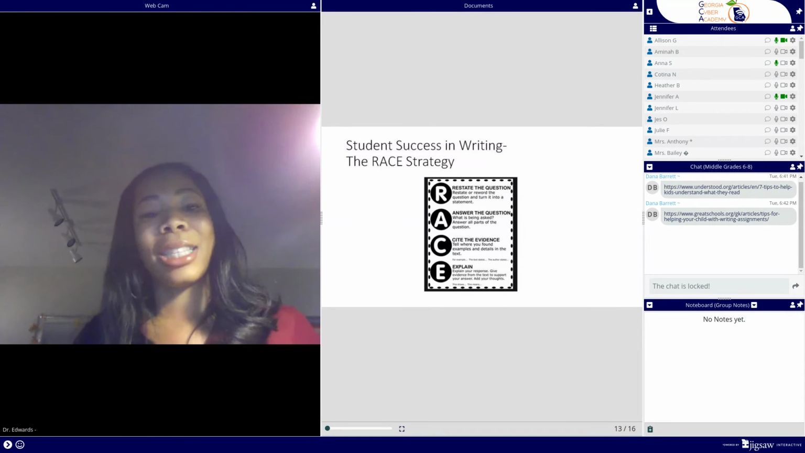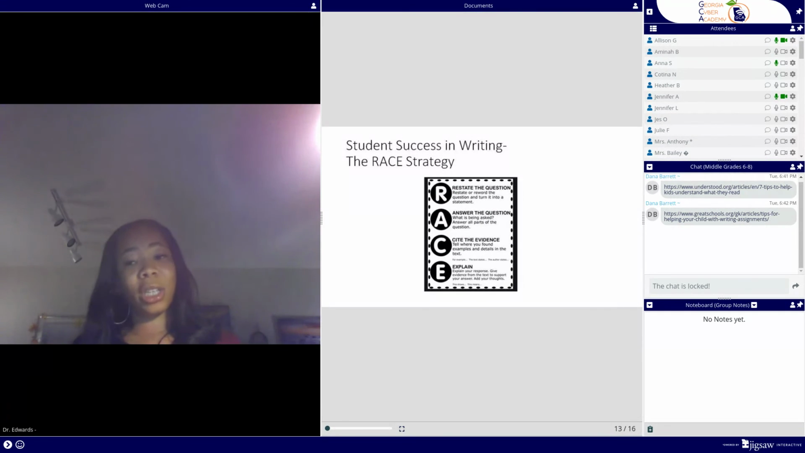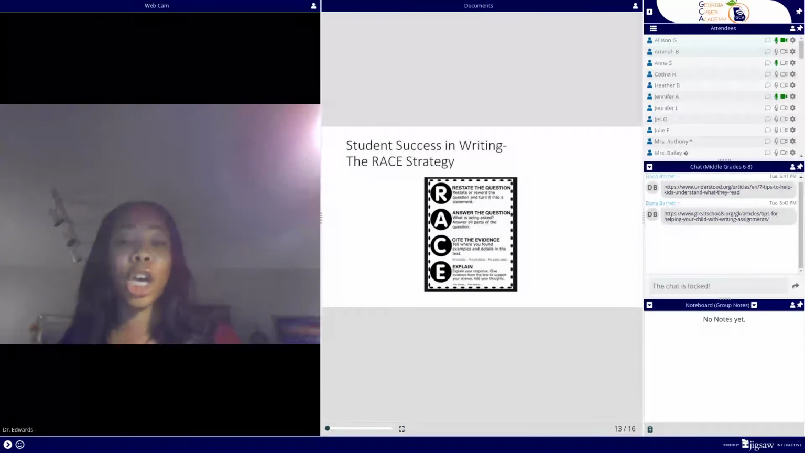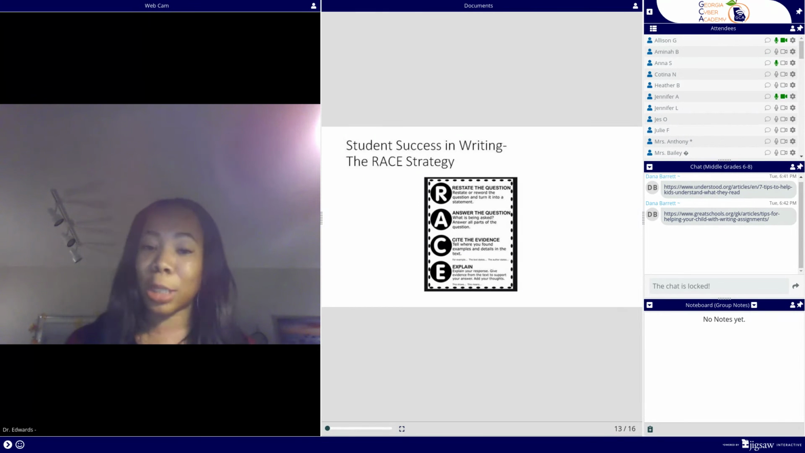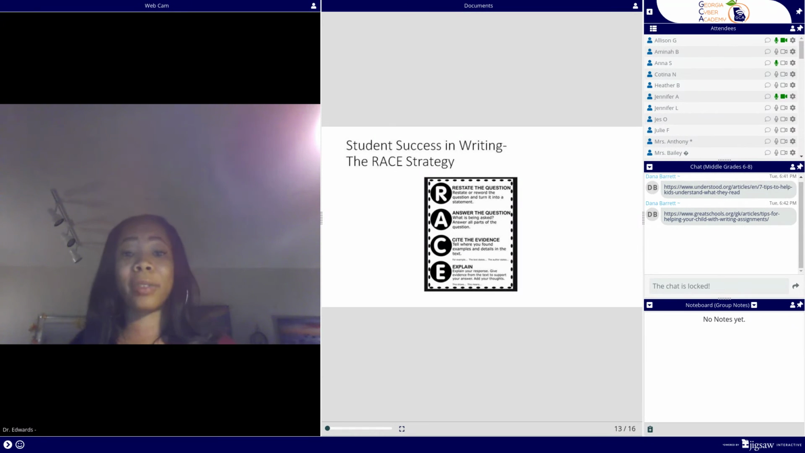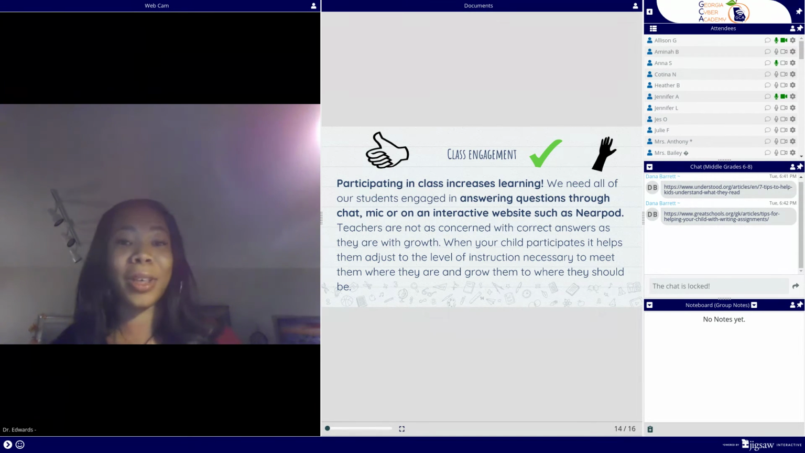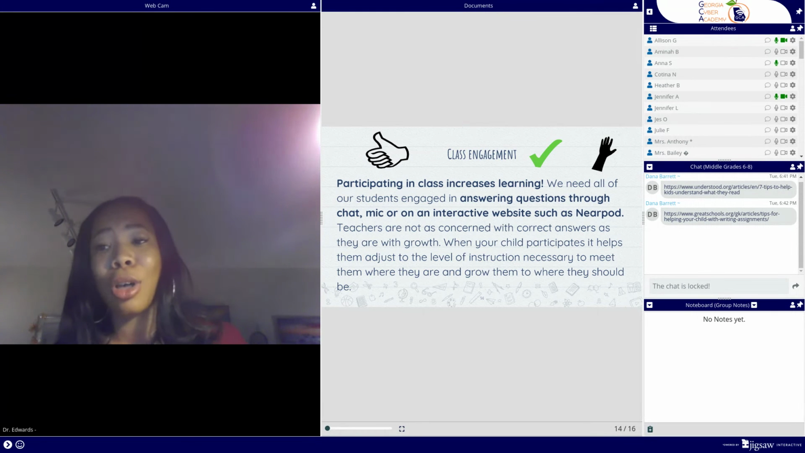Student success in writing: the RACES strategy. That is the strategy we use when you hear us say constructed responses or written responses. Students have to state their claim and basically prove it. So if they're saying, I want to be able to get an allowance, well, I need you to give me evidence. State your claim and give me some evidence and reasoning on why that should happen. Even if you say no in your mind, just help them make that real life connection. So class engagement is so important.